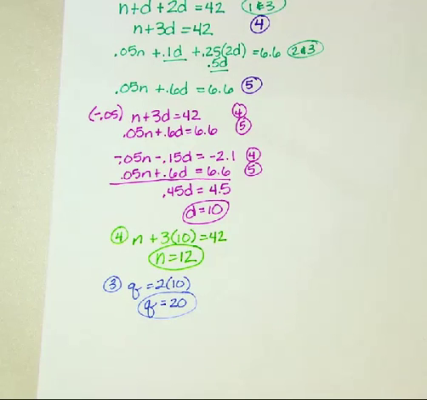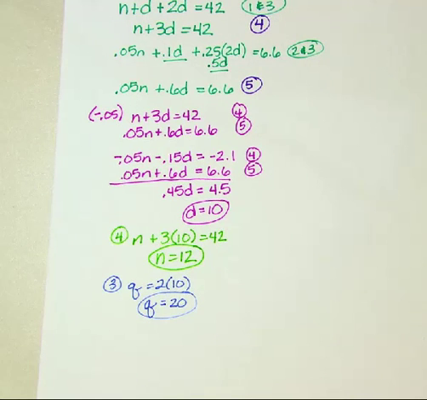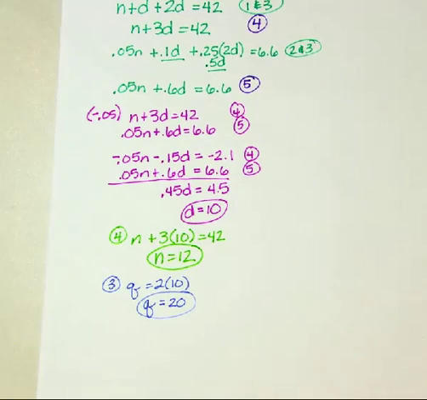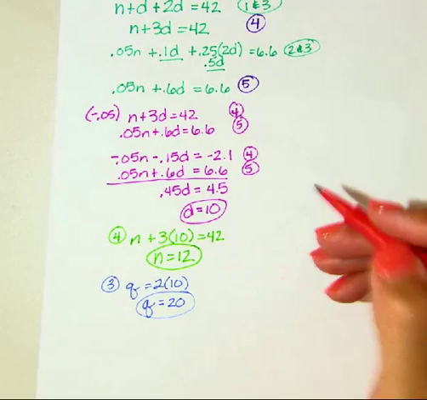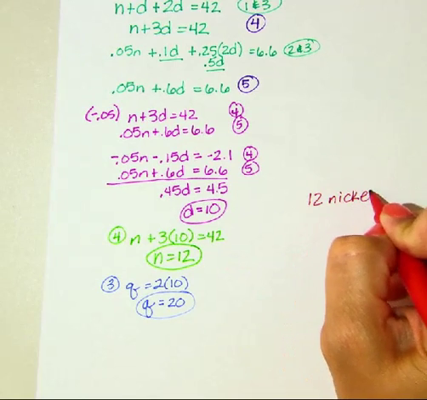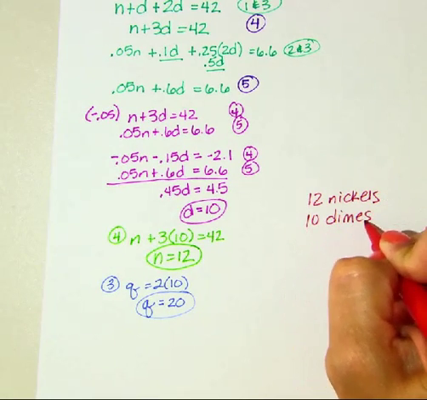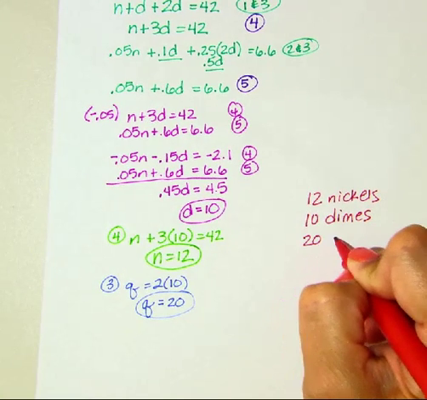Okay, now I have Q, D, and N, so my answer here would be, you don't have to write in point form because it just wanted to know how many coins. So you'd say, oh, well, it's 12 nickels, it's 10 dimes, and it's 20 quarters.